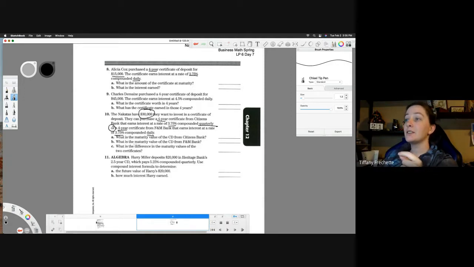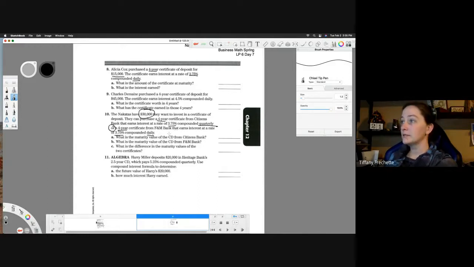And then they're asking you to subtract the difference in the maturity values of the two certificates. So just once you get your two amounts here, you subtract. What's the difference between the two? A little better question would probably be, which one should they choose? So which one would give you more money, more interest back that you put in? But they're asking you for the difference there. So a little different on that one.